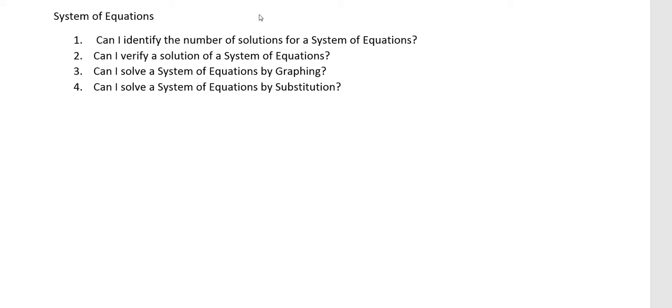Okay, so remember on our board in class, I have written for you all of the things that you need to know in order to be ready for your system of equations test. So, can I identify the number of solutions for a system of equations? Remember, a system of equations is just two linear equations, and in order to identify the solution, you're looking for the place where the two lines intersect each other. That point of where they cross each other is called the solution for the system.